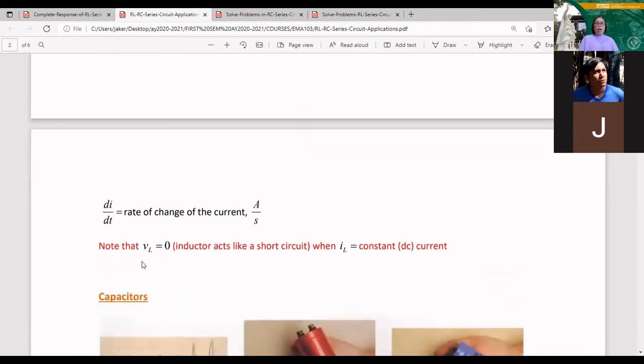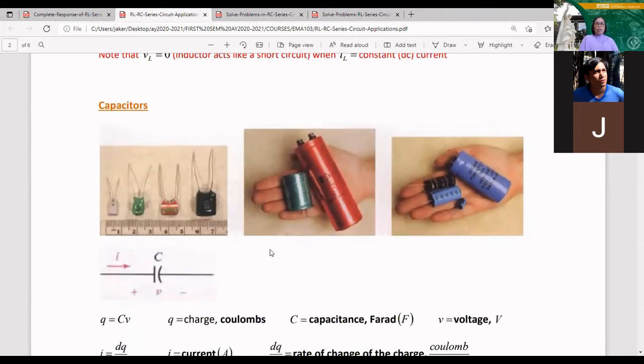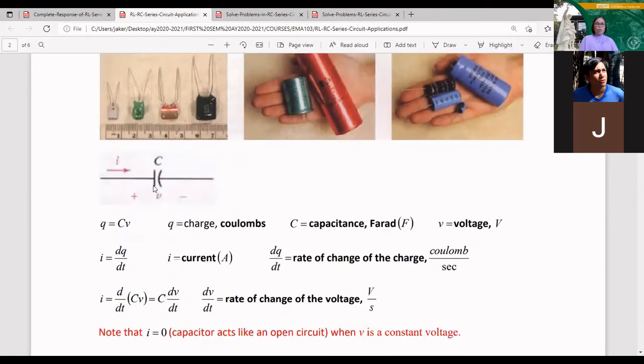So this is the scenario when your circuit is a DC circuit and your VL acts like a short circuit. Okay? The last circuit element is the capacitor. So you have different illustrations here of the capacitor, and in the circuit when drawn, it's represented like this. Okay? We have voltage drop also across our capacitor, and we do account for it later as well in our circuit.